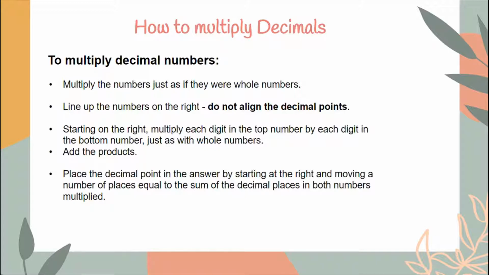Number 4, add the partial products. And lastly, place the decimal point in the answer by starting at the right and moving a number of places equal to the sum of the decimal places in both numbers multiplied.